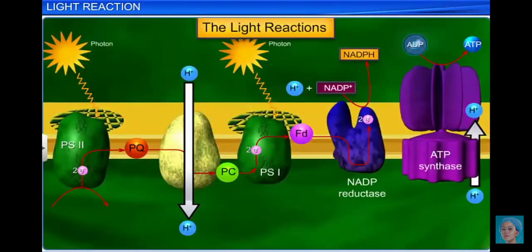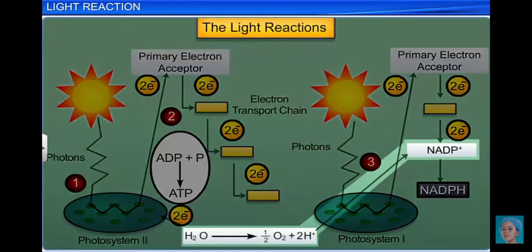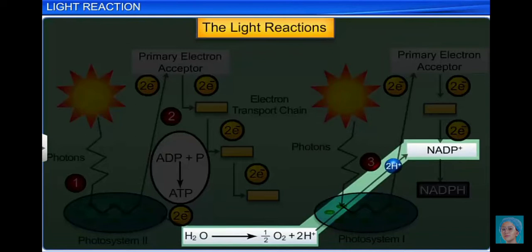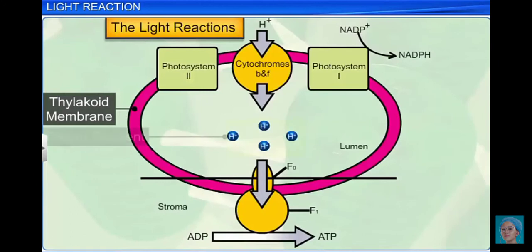The NADP reductase enzyme is located on the stroma side. The electrons that come from the electron acceptor of PS1 and the protons are necessary for the reduction of NADP+. These protons are also removed from the stroma. Thus, protons in the stroma decrease in number, while in the lumen, there is an increase of protons. This creates a proton gradient across the thylakoid membrane.